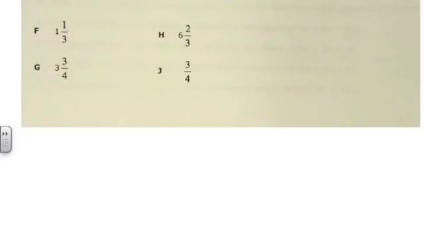Alright, letter C. If y is directly proportional to x and y equals 12 when x equals 16, then what is the value of x when y equals 5? So, this is a 2-step problem. What is the first step going to be?